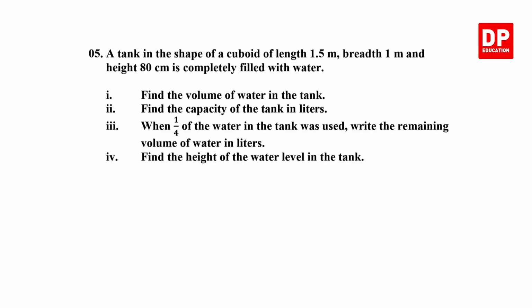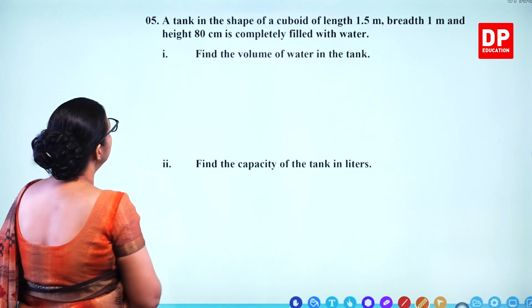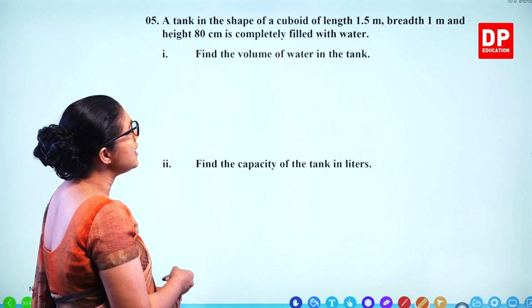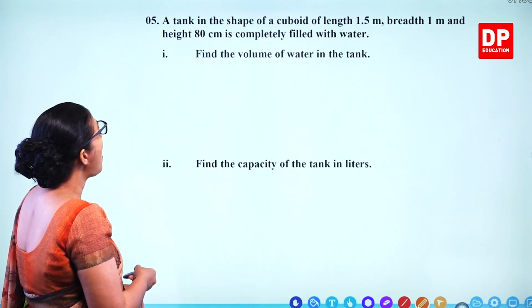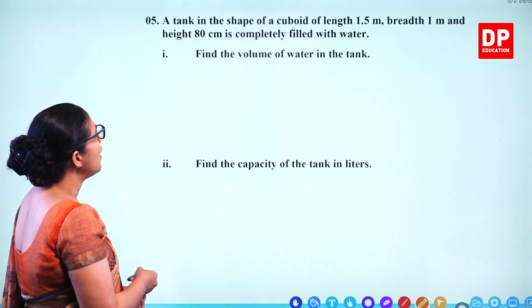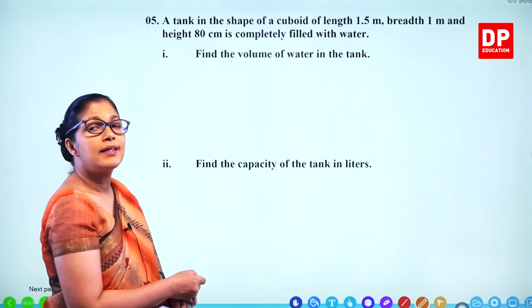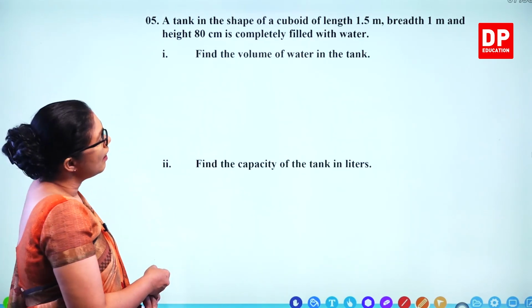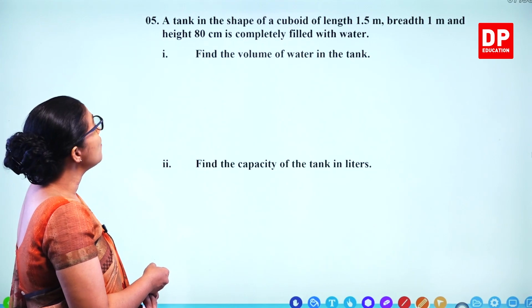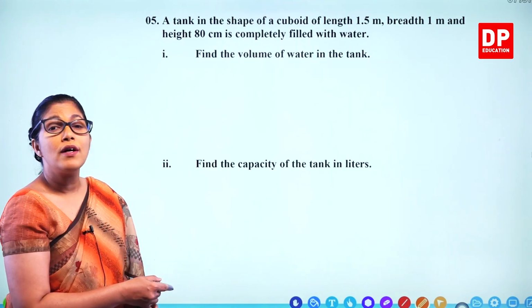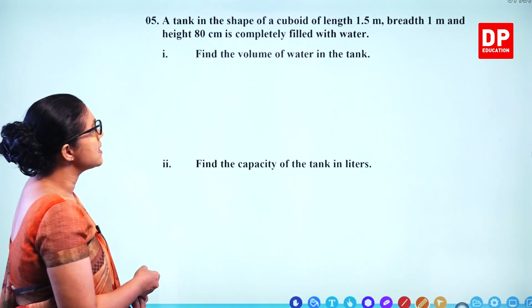Let's take question number 5. That's about volume. A tank in the shape of a cuboid of length 1.5 meters, breadth 1 meter and height 80 centimeters is completely filled with water. Find the volume of water in the tank. So first you have to check whether the units are the same. Two in meters and one length in centimeters. So it's easy to convert everything to centimeters.